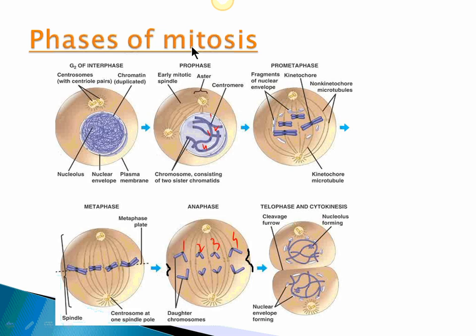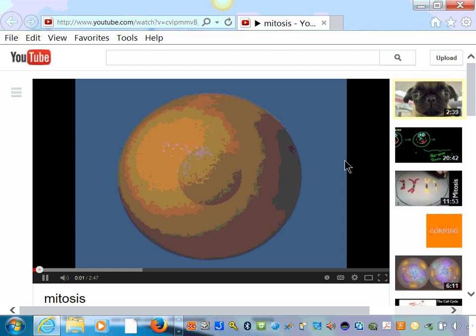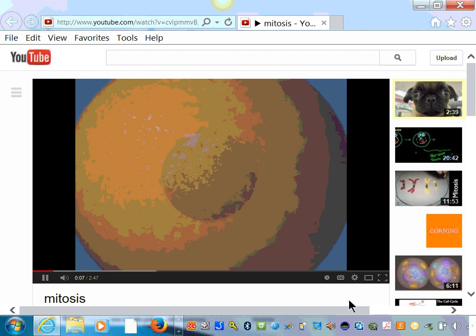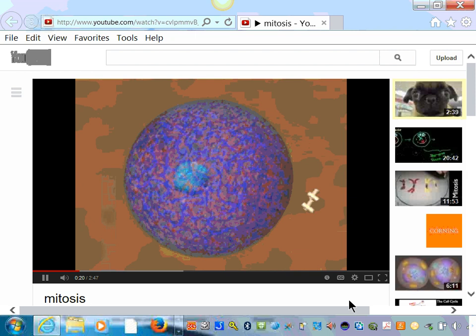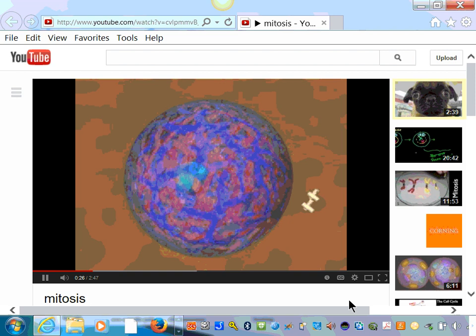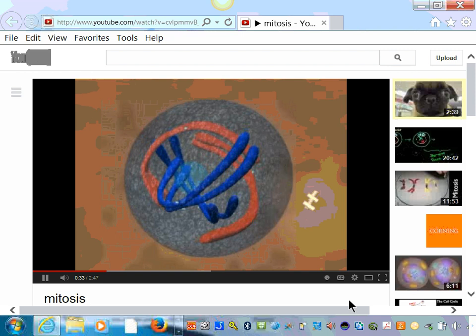So let's look at the phases of mitosis. Let's dive into this animal cell and see how mitosis works. We pass through the plasma membrane, revealing the nuclear envelope with its pores. There are two centrosomes to the right of the nucleus and a nucleolus within it. During prophase, the chromatin is condensing. Each chromosome consists of two chromatids. The nucleolus breaks down and the centrosomes move apart, building the spindle and asters as they go.